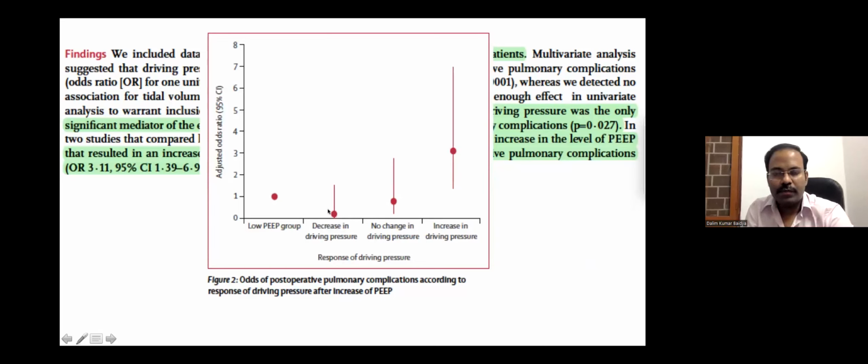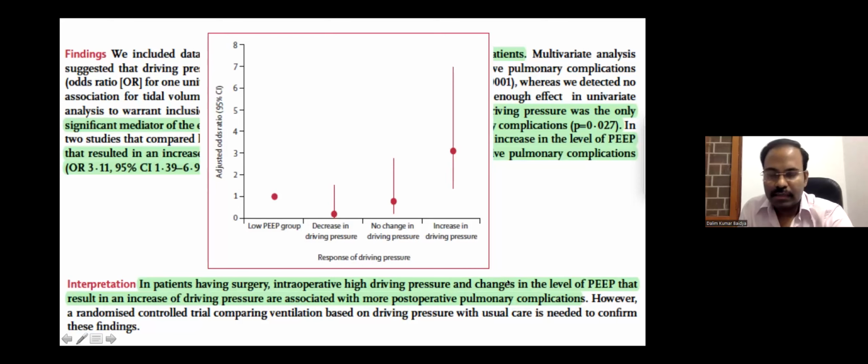So this meta-analysis of all these RCTs gives us very good level 1 evidence that in patients having abdominal, thoracic, or cardiac surgeries, intraoperative high driving pressure, and changes in the level of PEEP that result in high driving pressure, are likely to be associated with more postoperative pulmonary complications. So this gives us an idea of how to titrate the PEEP.